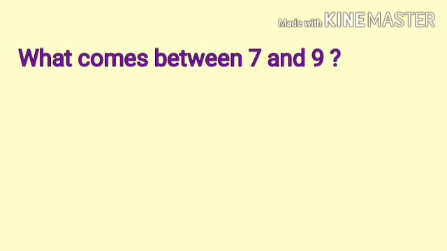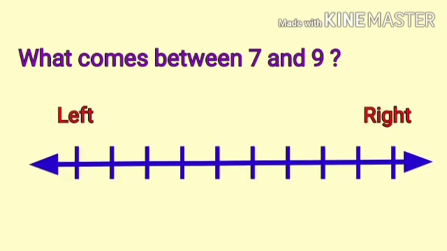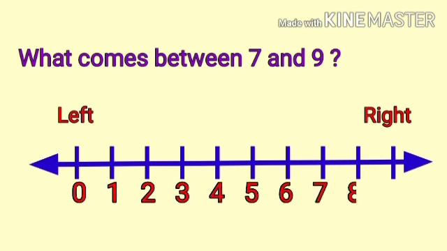Let us see the next question, that is what comes between 7 and 9. What comes between 7 and 9? Here also we have to take a number line with numbers marked from 0 to 9. Now to get the number that comes between 7 and 9, first we should mark both 7 and 9 on the number line.